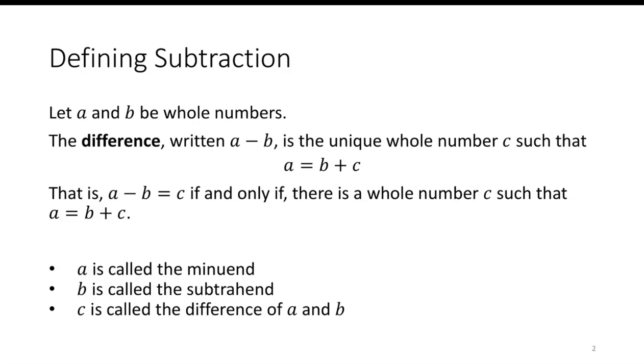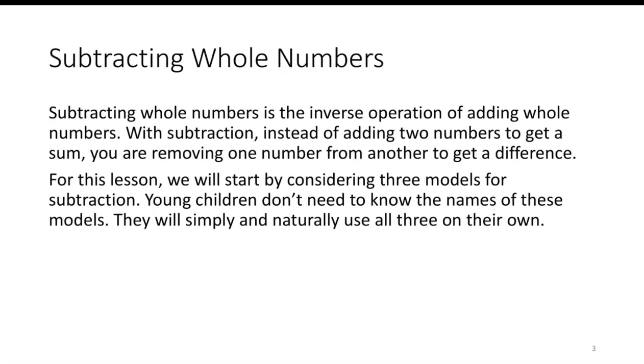The first number, the a, is called the minuend. The number doing the subtraction is the b, the subtrahend. And c is the difference of a and b. Subtracting whole numbers is the inverse operation of adding whole numbers. So every subtraction can become an addition, and every addition can become a subtraction. With subtraction, instead of adding two numbers to get a sum, you're removing one number from another to get a difference.